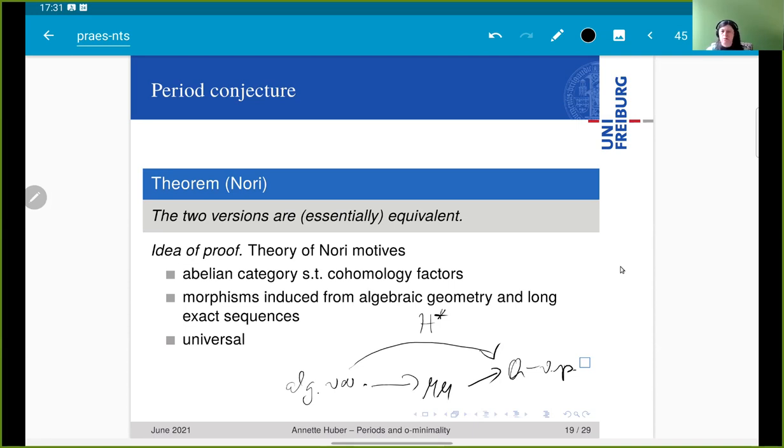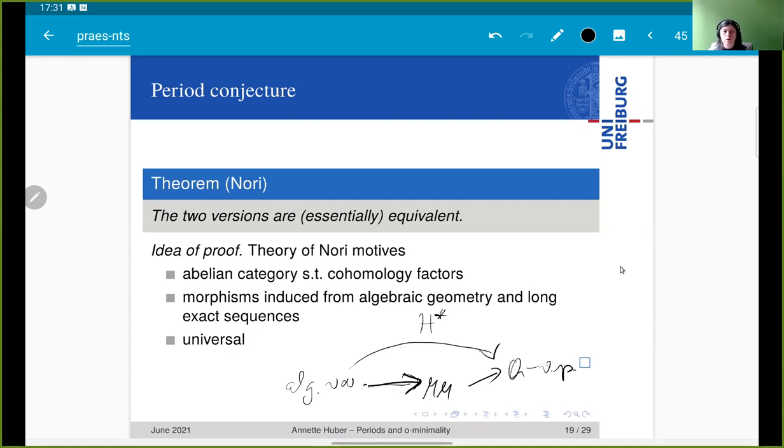So in the category of mixed motives, you have all the morphisms coming from algebraic geometry. Whenever there's a morphism between algebraic varieties or between pairs of algebraic varieties, then there's also a morphism in the category of mixed motives. That's what this functor from algebraic varieties to mixed motives says. And you have long exact sequences. Whenever you expect a long exact sequence in cohomology, that all really comes from a long exact sequence in the category of motives. And mixed motives are universal with this property. So as close to algebraic geometry as they can be.